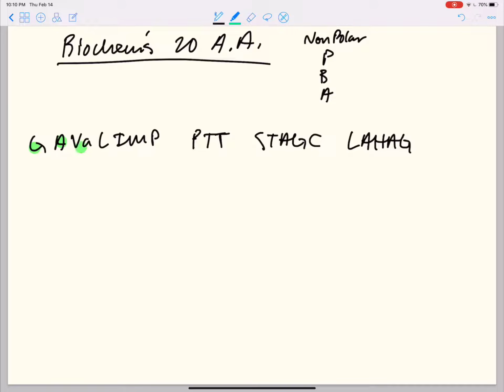glycine, alanine, valine, leucine, isoleucine, methionine, proline, phenylalanine, tryptophan, tyrosine, serine, threonine, asparagine, glutamine, cysteine, lysine, arginine, histidine, aspartate, and glutamate. And these first few amino acids are nonpolar. So glycine here through tryptophan are nonpolar. Also hydrophobic, right?